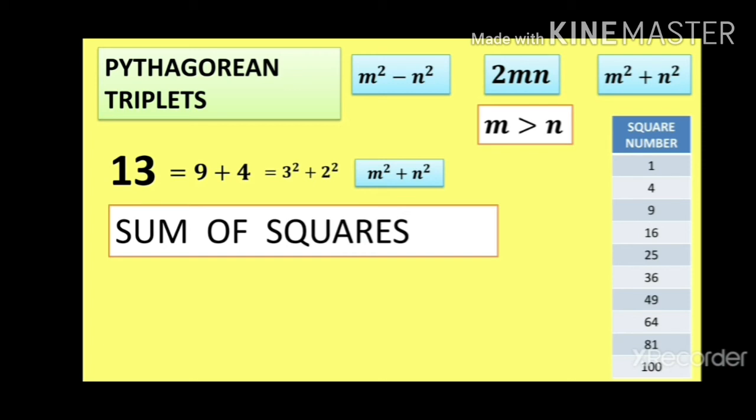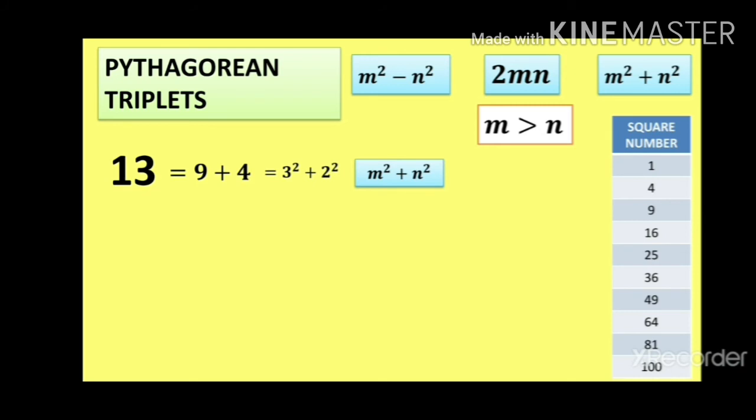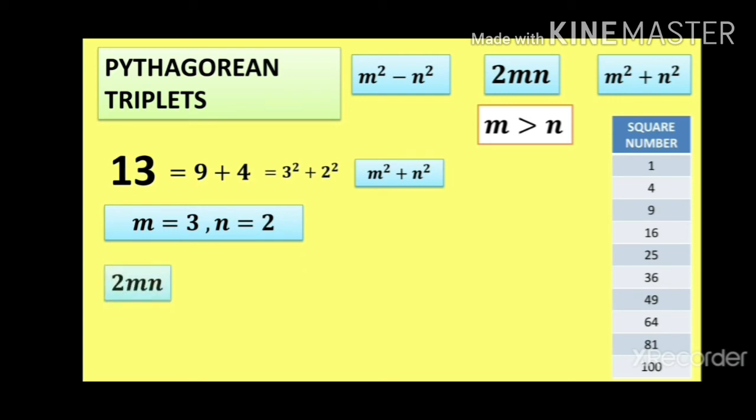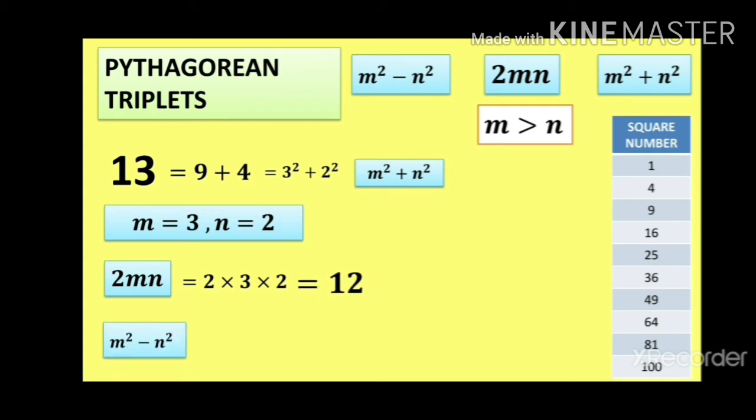So one of the members is 13, that is now in the form of m squared plus n squared. So from this we can say that m is 3 and n is 2, because you can just compare it. 3 squared plus 2 squared, m squared plus n squared. Here m is 3 and n is 2. So when we take m as 3 and n as 2, we can find out 2mn. Now 2mn is nothing but 2 into m into n. So m is 3, n is 2. So we get 12. Similarly, we can find m squared minus n squared. That's the third member of the group. So m is 3, n is 2. That becomes 3 squared minus 2 squared.